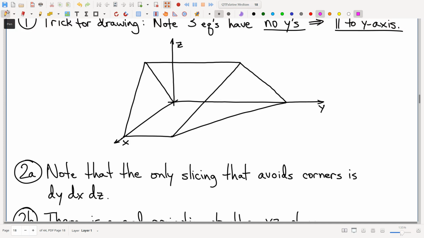Just for fun, I'm going to start by doing the dy on the outside. Let's see what these slices look like. So slicing perpendicular to the y-axis. Of course, that's what a y-slice means. And, okay, well, our slices start off not so bad. They're just little triangular cross-sections of this prism. All right. Here's the problem.